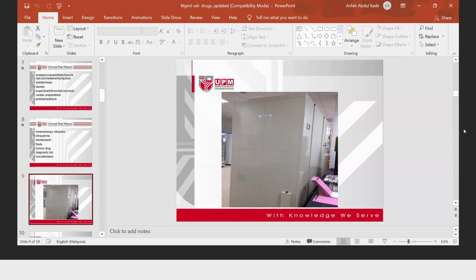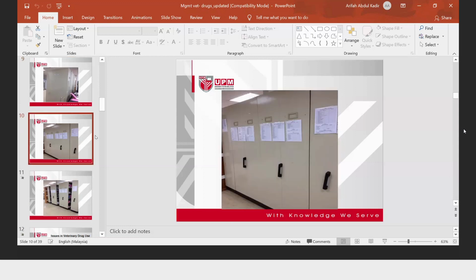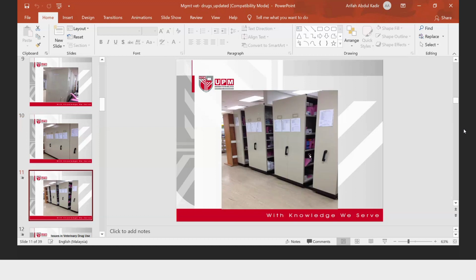So we have the drug cabinet, right? So these are the sliding cabinets. You can just pull. This is the thing that you can pull, it will open, and usually it's written at the, apa ni, dekat pintu dia lah, what are the drugs kept in this cabinet? Okay. When we open it, you can see these are the things there, right?